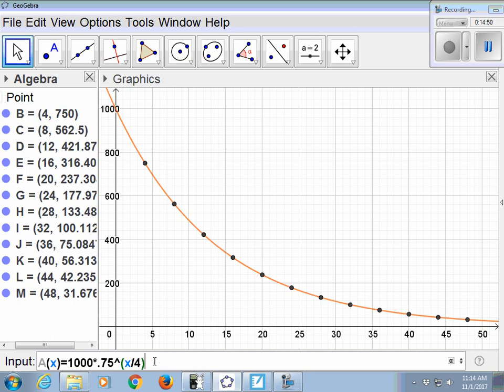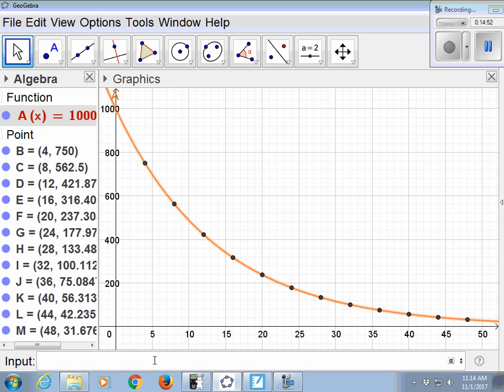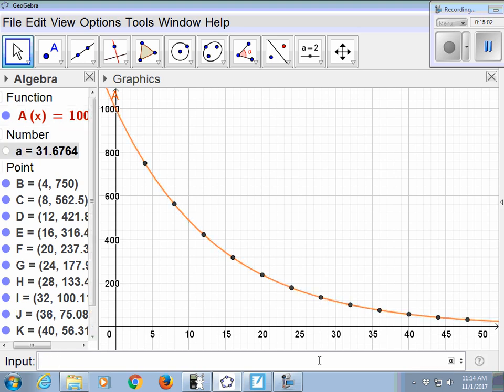All right, so it goes right through all my data points perfectly. So I want to know after 48 hours, so I would just type in A of 48, or find 48 on my graph, go up, and get the y value is about 31.674.